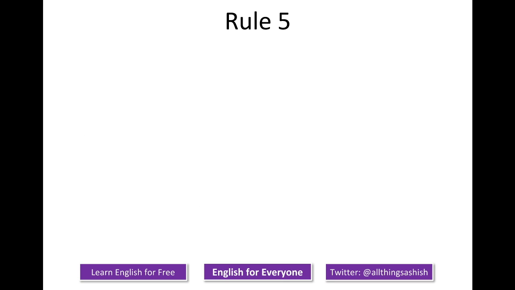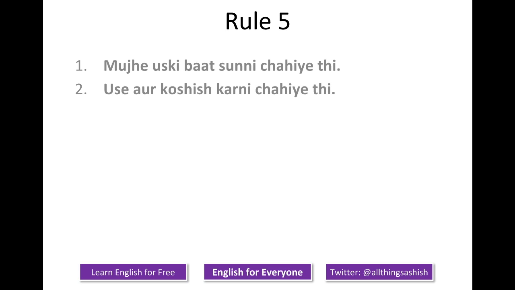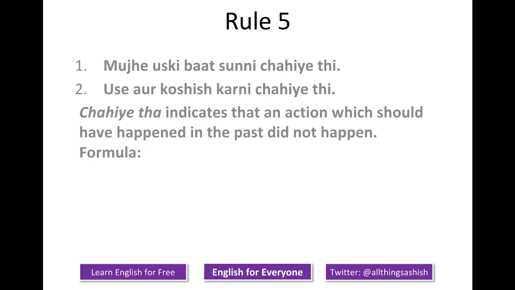Rule number 5. मुझे उसकी बात सुननी चाहिए थी. उसे और कोशिश करनी चाहिए थी. चाहिए था indicates that an action which should have happened in the past did not happen. The formula for such sentences is subject plus should have plus the third form of verb.